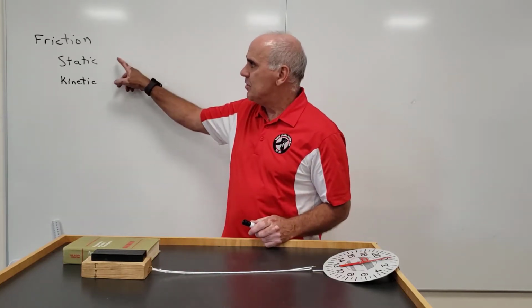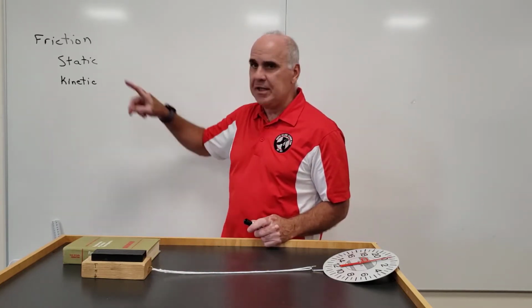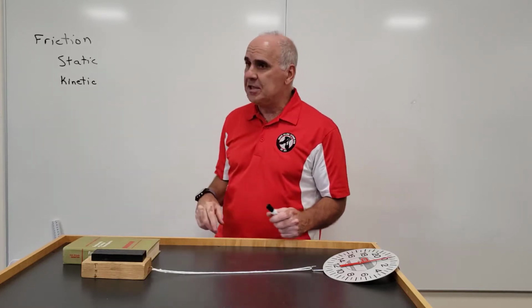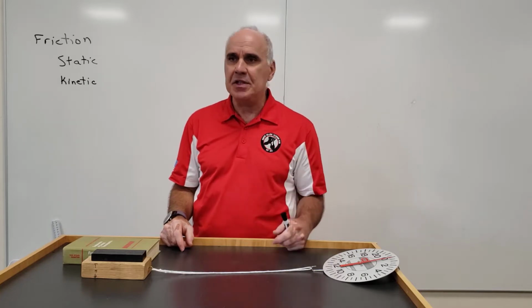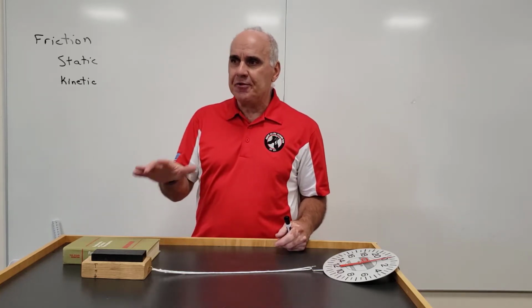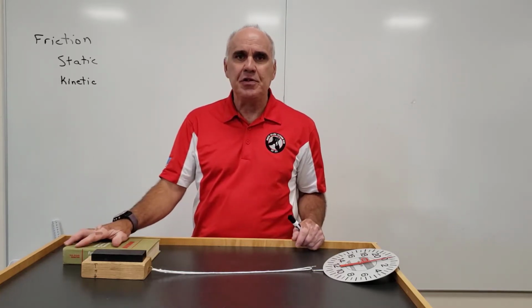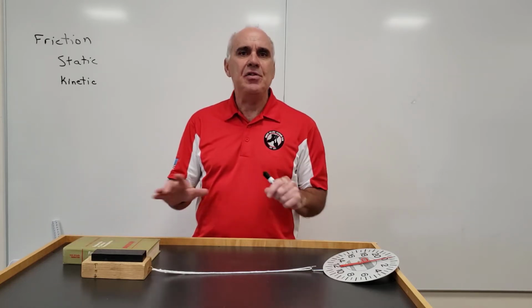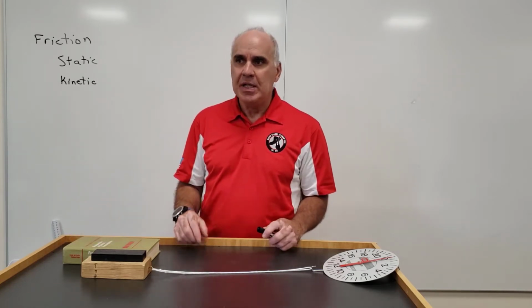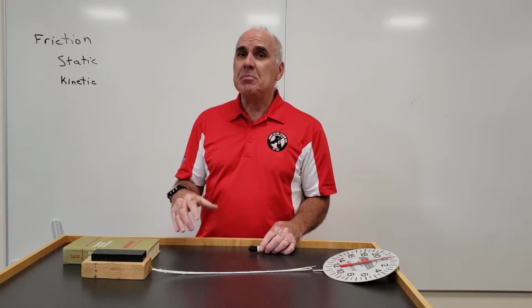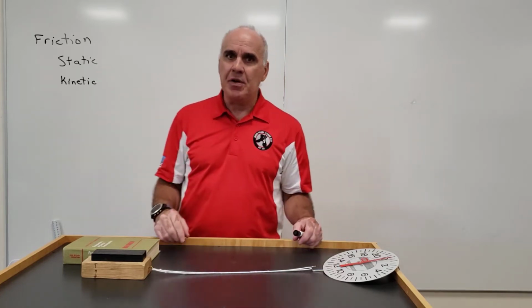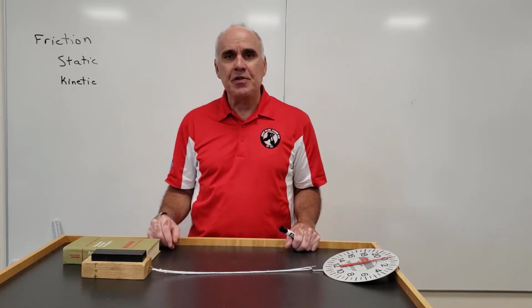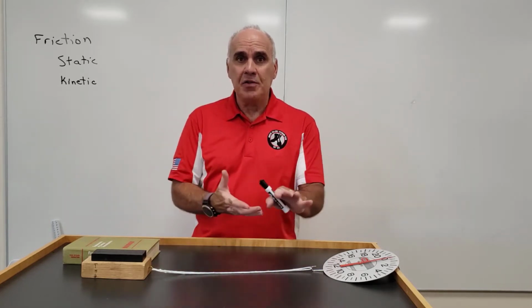So friction comes in two types, static friction and kinetic friction. Now, static friction is oftentimes referred to as the friction of an object that isn't moving, and I don't like that definition. Static friction is the frictional force between two surfaces where the sliding is not taking place. It wants to take place, but because of friction, it cannot take place. Kinetic friction is going to happen when the two surfaces are sliding across each other.